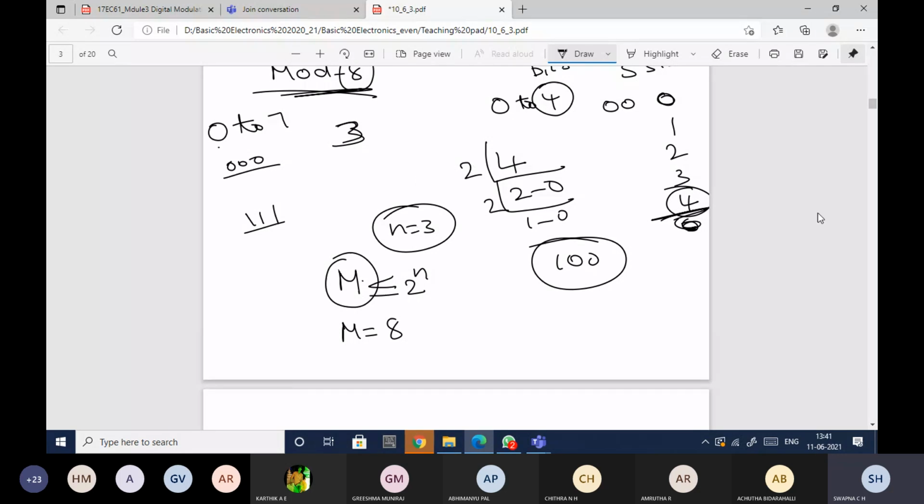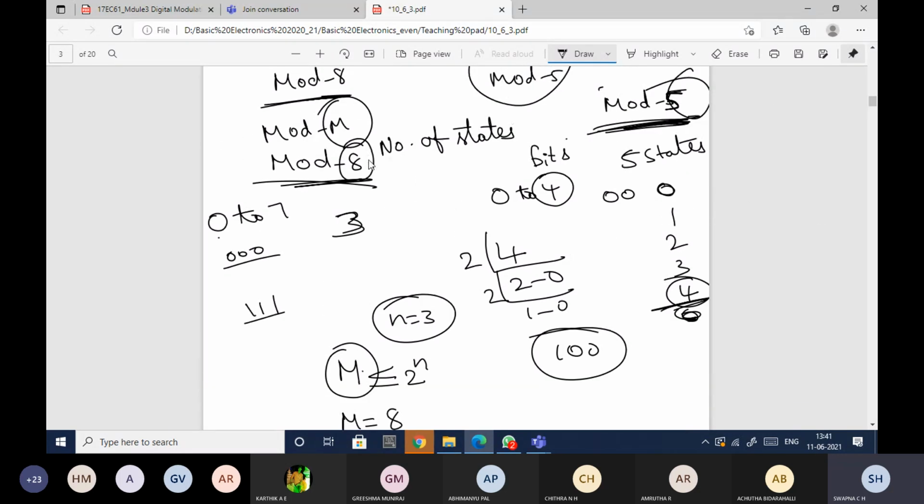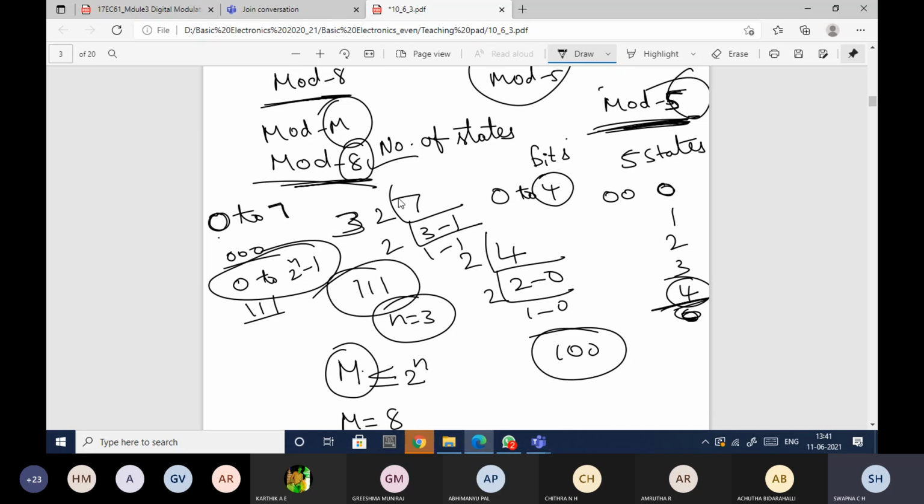I am just telling you the ways to identify the number of flip-flops required. The easy way: for 8, it has to count 0 to 7 states, in the sense 0 to 2 power n minus 1 states. Try to represent 7 in binary. 2 3s are 6, so 1 is left out; 2 1s are 2, 1 is left out; so 1 1 1 is the binary equivalent of 7. So I need 3 bits, and 3 bits in the sense 3 flip-flops are required.